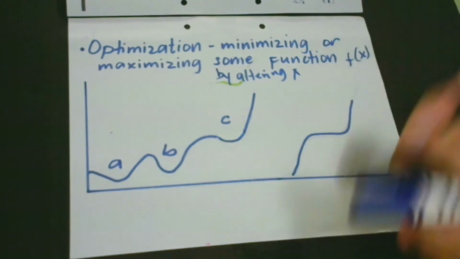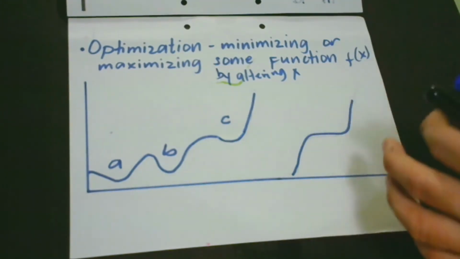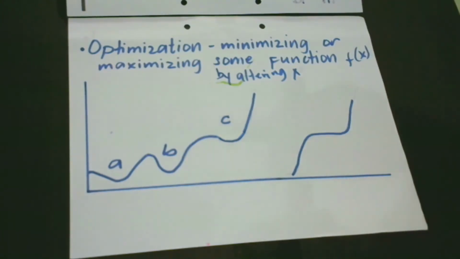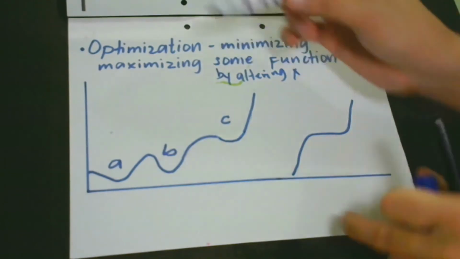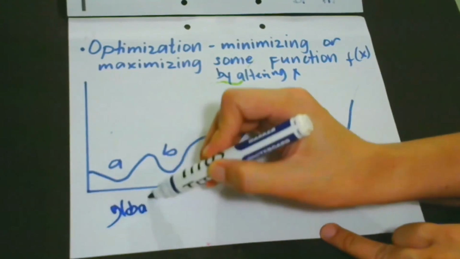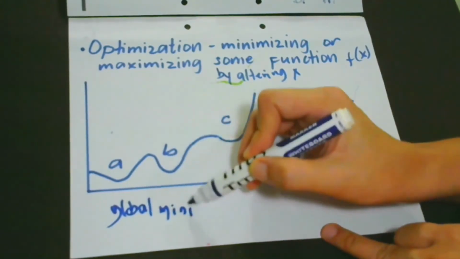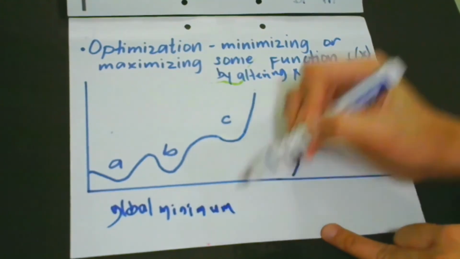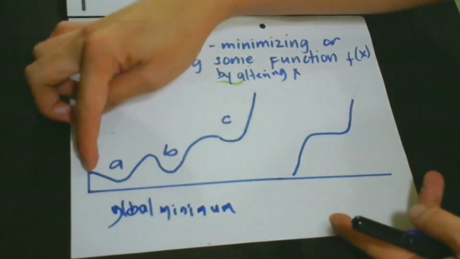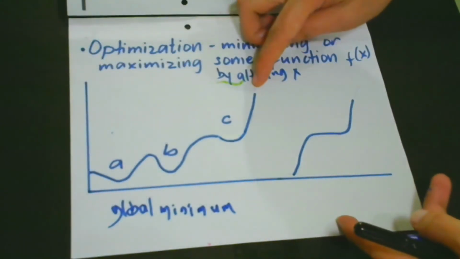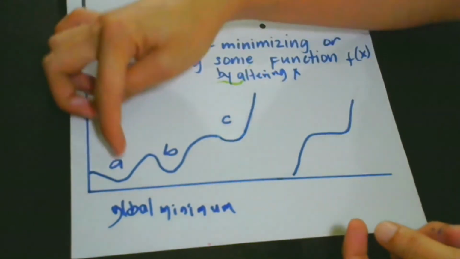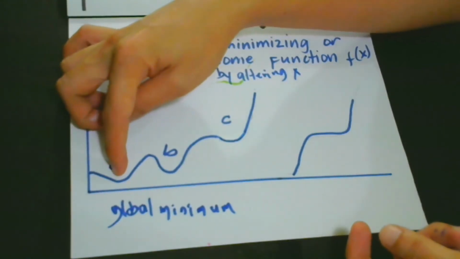So when we say global minimum, it refers to the smallest overall value of a set or function over its entire range. Let me write that. Global minimum. As you can see, the part from here to here is the range of our data, and this is the lowest or the smallest part.